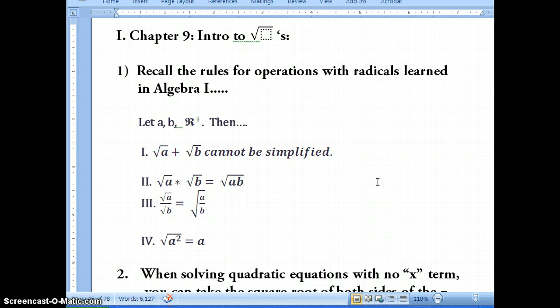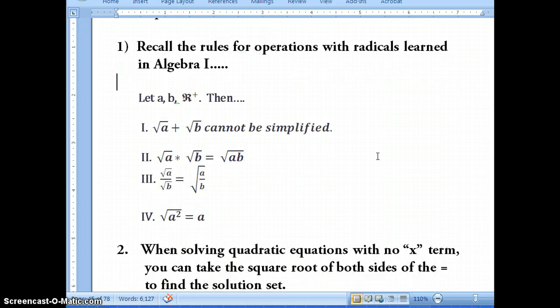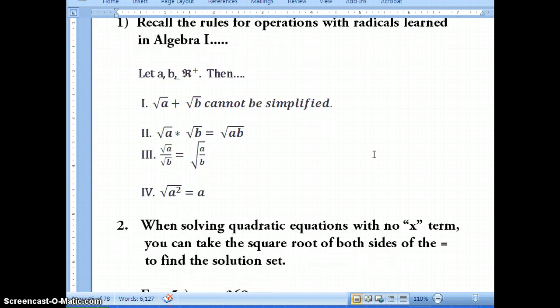Now, many of you that have had Algebra 1 have done some extensive work with radicals. So we start with this definition. Let's let A and B be any positive real number. That would include decimals, fractions, and mixed numbers, and so on, even irrational numbers for that matter. But the basic rules for radicals are you cannot add two radicals unless the numbers inside the radical are the same. And so, for example, let's look at this: the square root of a plus the square root of b.